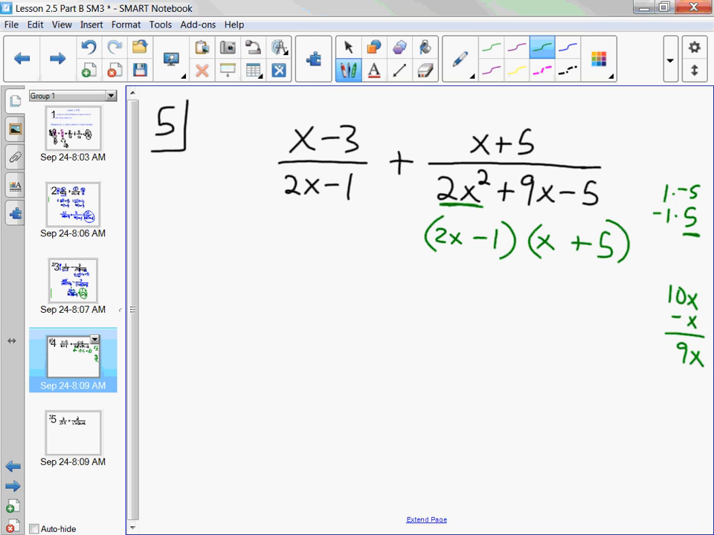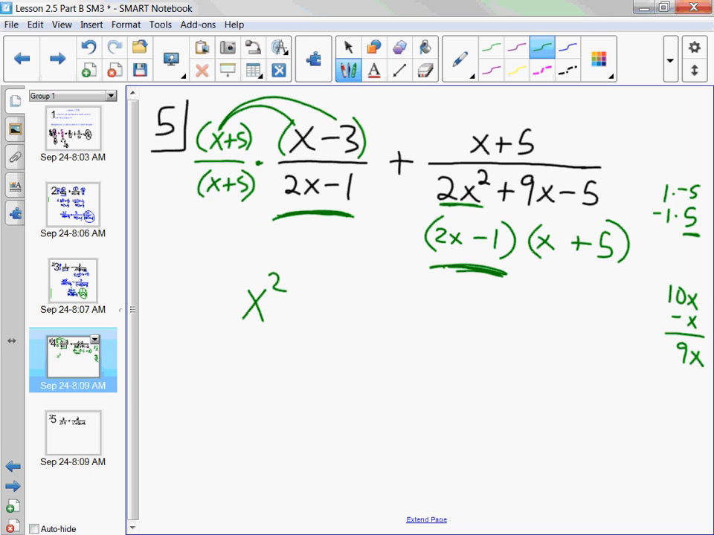So you can see that I have a 2x minus 1 here and a 2x minus 1 here. So this one on the left is missing an x plus 5. So I'm going to multiply by that special 1, x plus 5 over x plus 5. And so on this left one, I have to multiply the x plus 5 times the x minus 3. So I'm going to distribute. I'm going to get x squared. x times negative 3 is negative 3x.